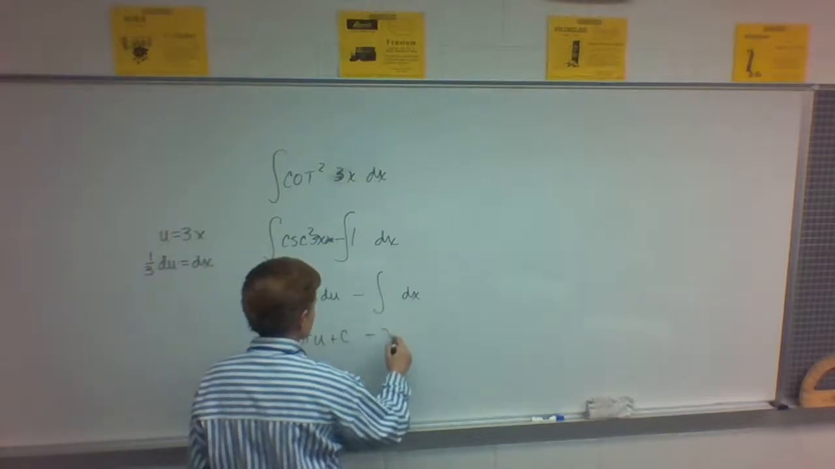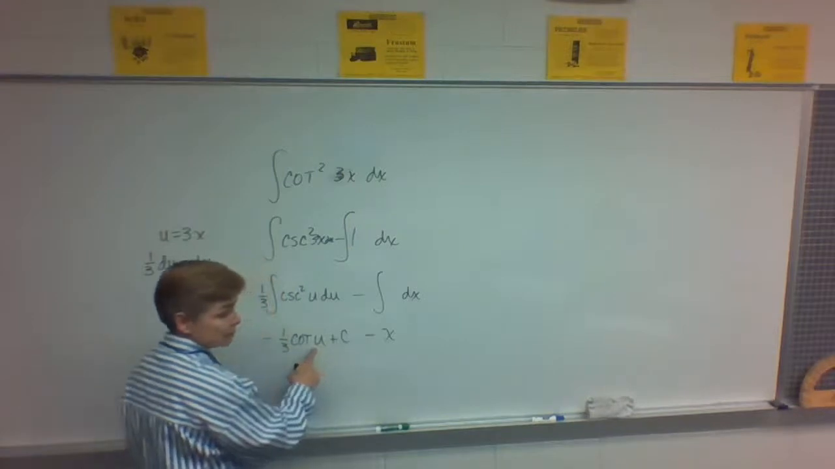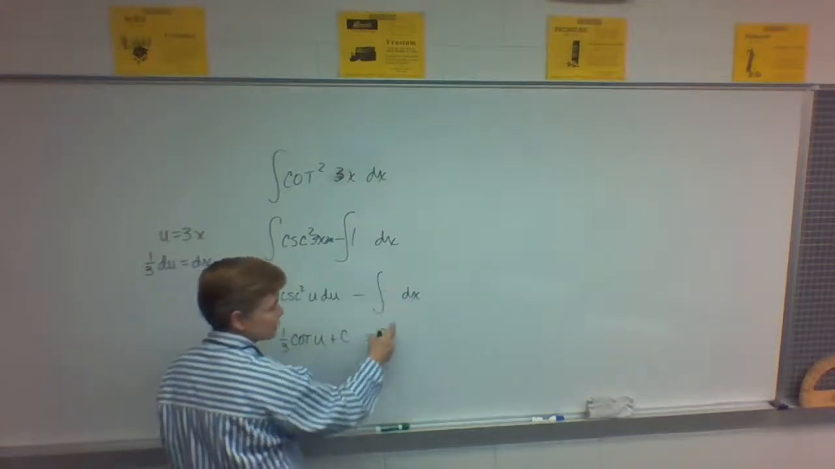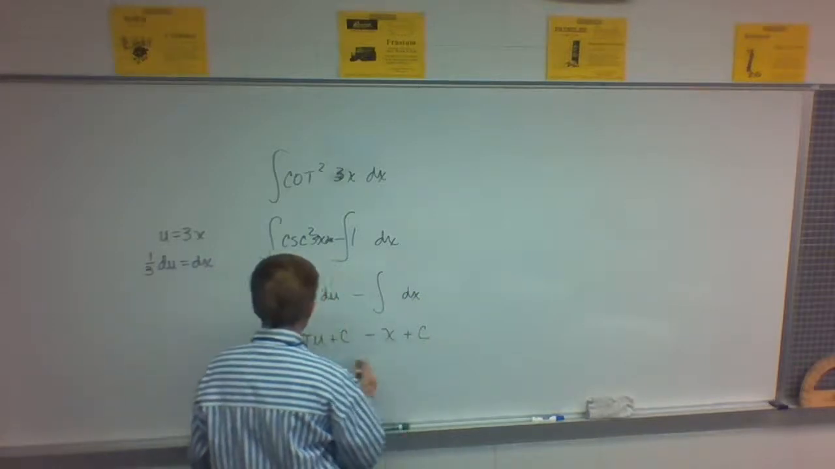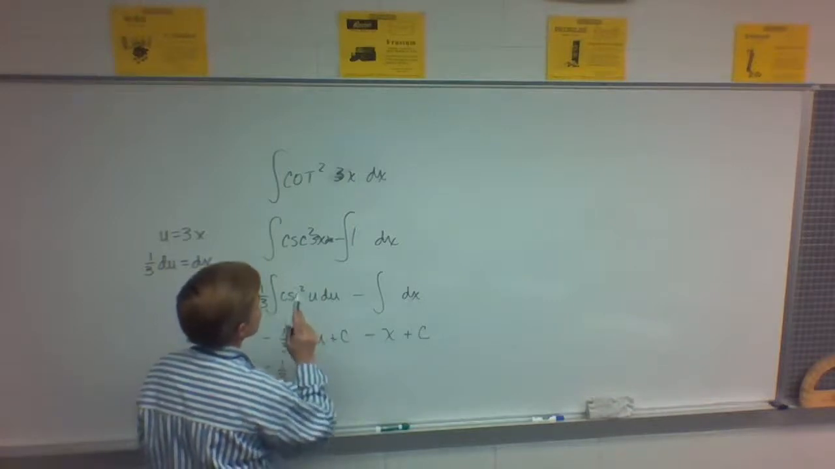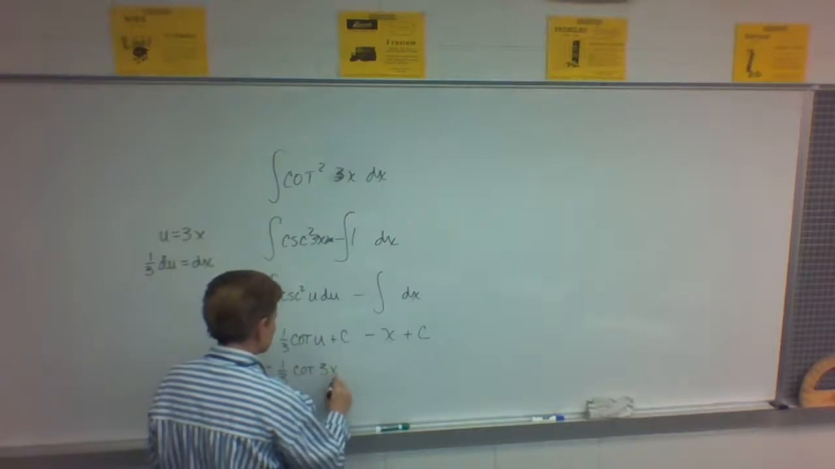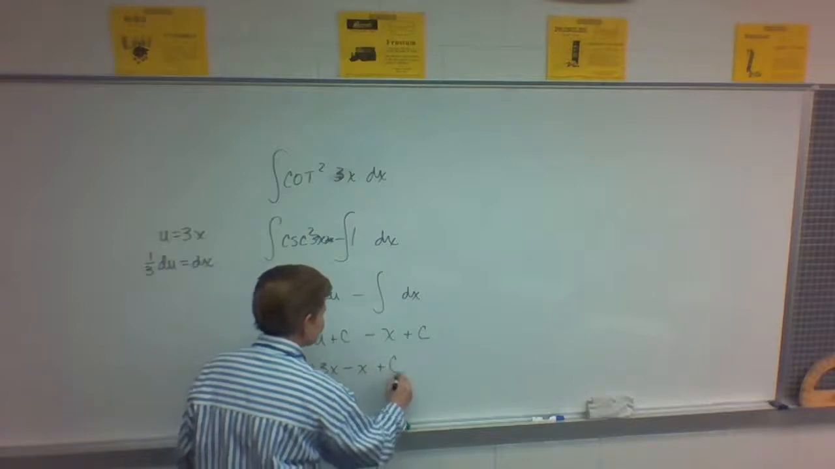X. Plus C. Now I've got a u here and an x here, but we'll come back and replace this. I have to anti-derive with respect to x, so this is x, plus C. Okay, so now I have negative 1/3 cotangent 3x minus x plus 2C, plus C all together.